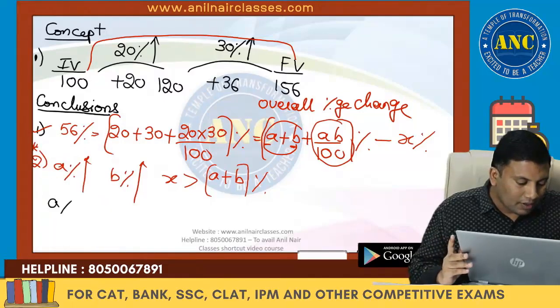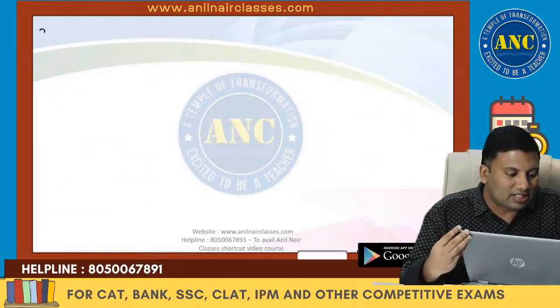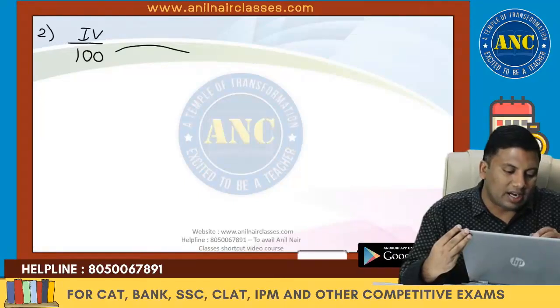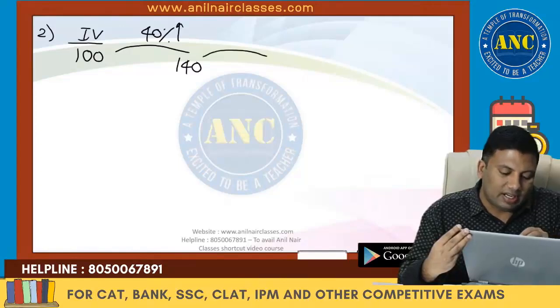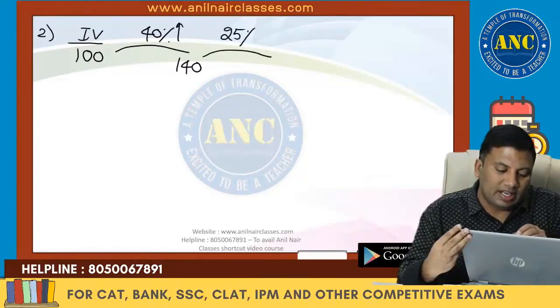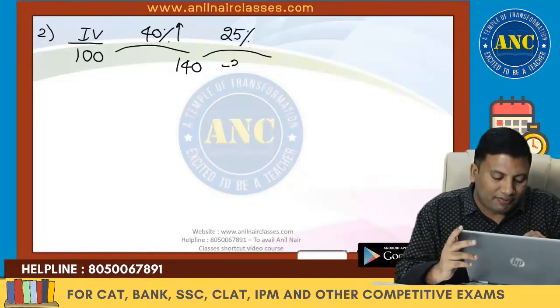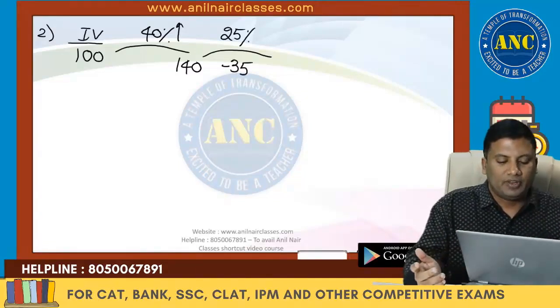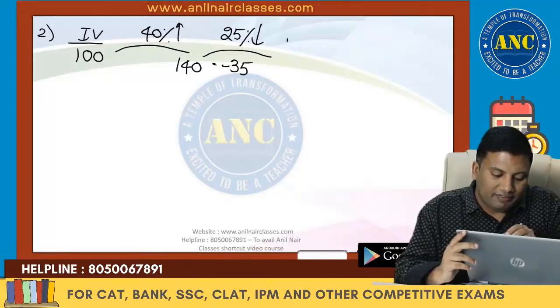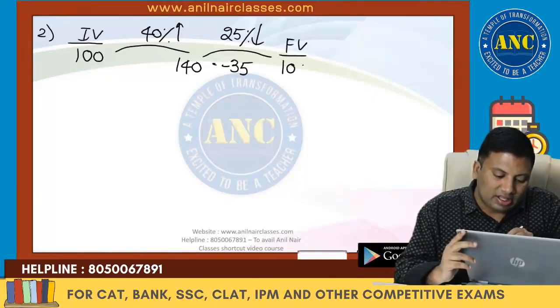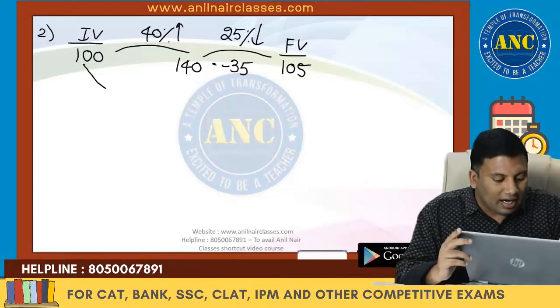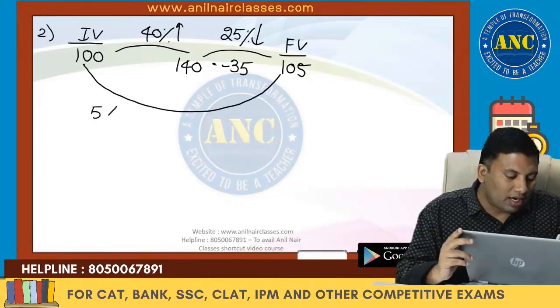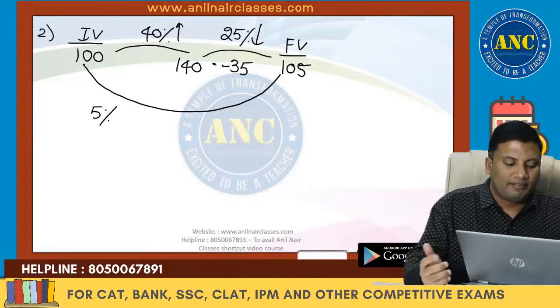Second example. Let me take an example, write down in the same order, sir. Second concept: initial value is 100, 40% increase makes it 140. 25% decrease, 1 by 4 of 140, is nothing but 35, minus 35. So the final value is 105. What is the overall increase? It is nothing but 5%.